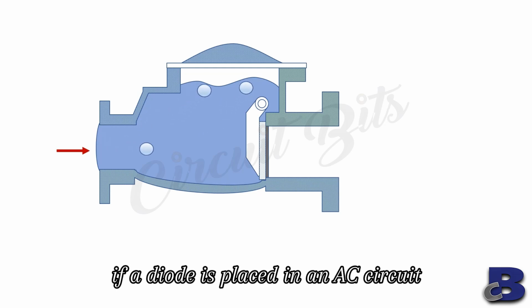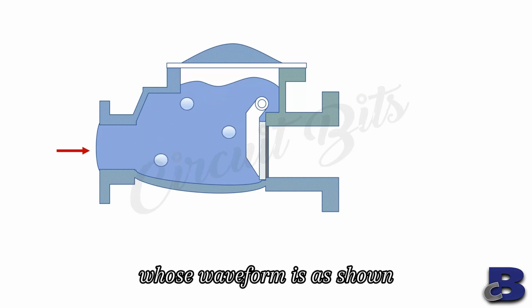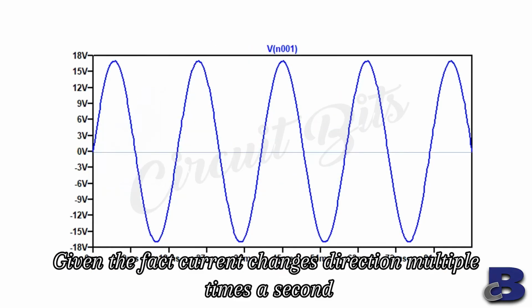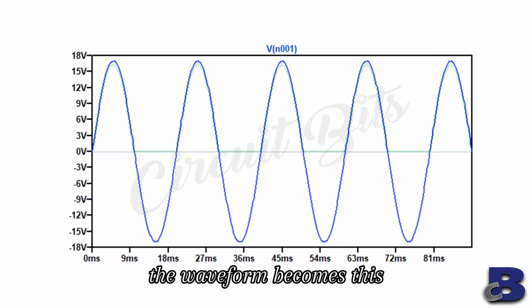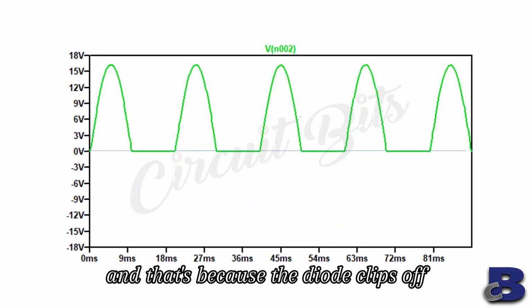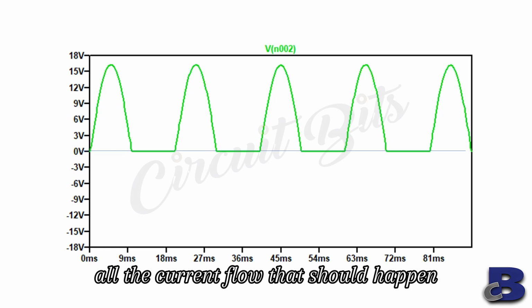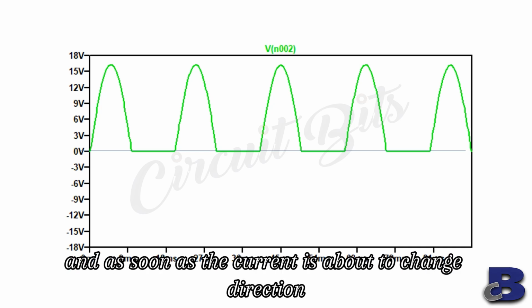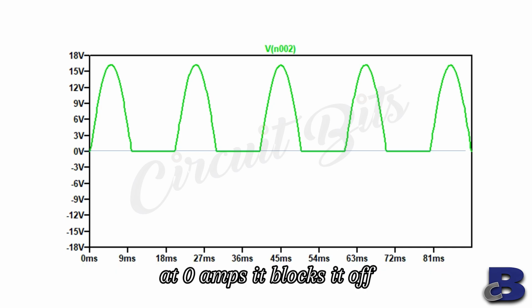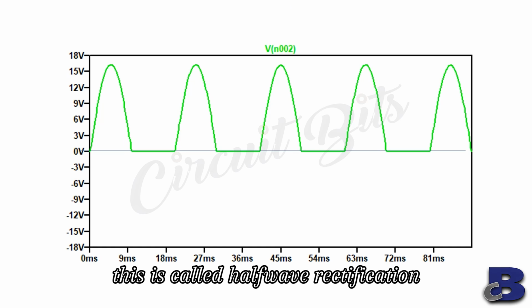If a diode is placed in an AC circuit, whose waveform is as shown, given the fact current changes direction multiple times a second, the waveform becomes this. And that's because the diode clips off all the current flow that should happen when it's reverse biased. It only allows the positive flow to happen, and as soon as the current is about to change direction, at 0 amps it blocks it off. This is called half-wave rectification.